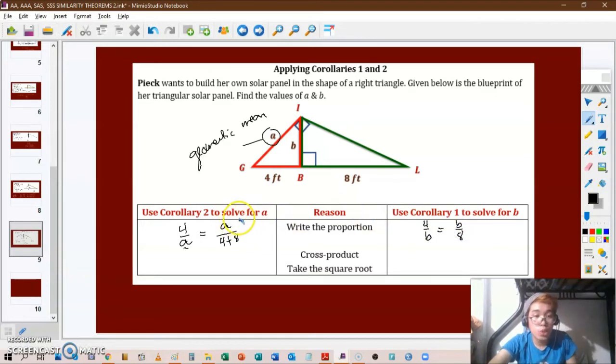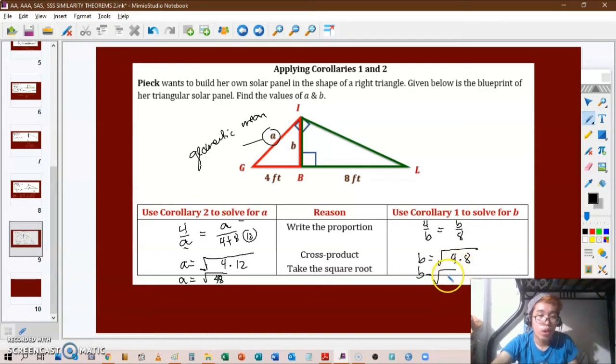So now solving for the geometric mean of these sides, that's going to give us A squared, and since we know that the geometric mean, A is equal to the square root of 4 times 12. And B is equal to the square root of 4 times 8. So this will give you the square root of 48, and this one is going to give you the square root of 32.